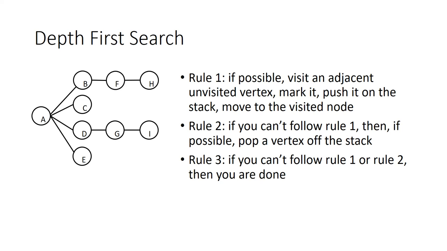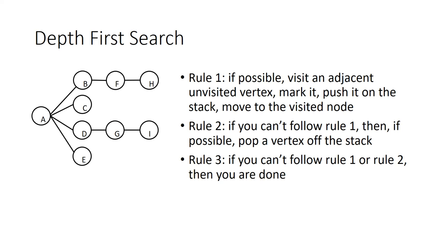So let's start with the depth-first search. We have these three rules. Rule 1, if possible, visit an adjacent unvisited vertex, mark it and push it on the stack, and then move to the visited node. Rule 2, if you can't follow Rule 1, then if possible, pop a vertex off of the stack, right? So as we visit nodes, we mark them that we visited them. We'll do whatever we were supposed to do in visiting them. We'll mark them that they've been visited. We'll push them onto the stack.